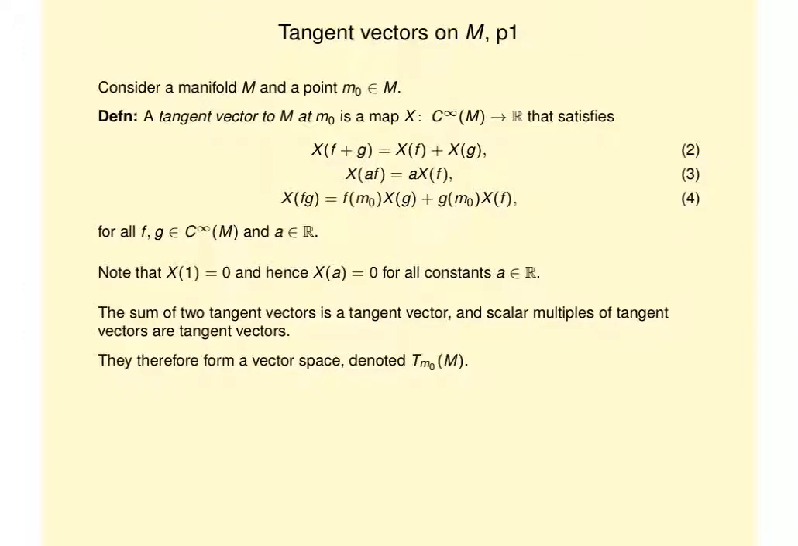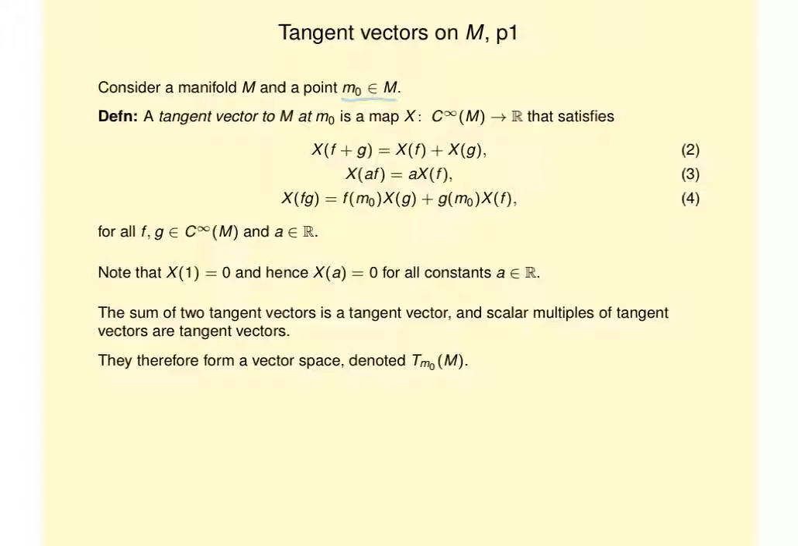This is Magic A06, differentiable manifolds. I'm Kirill Mackenzie, and this podcast is about tangent vectors on a manifold M. So we've got M, and we've got a point m0 in M.